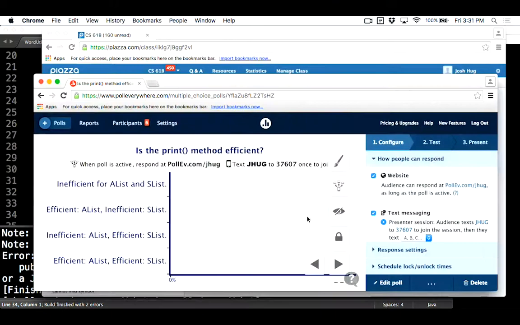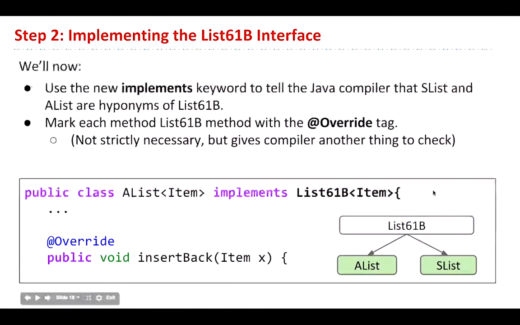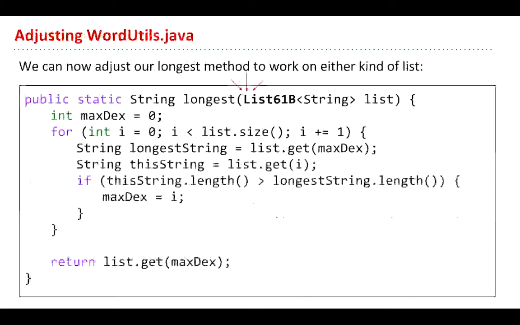And at this point, our universe is as follows. We have a list61b, and we have two things that are list61b's. What good is any of this? I'll come back to this slide in a minute because I want to show you this. I feel like it's punchier. So what we can do now is adjust our longest method to work on either kind of list.